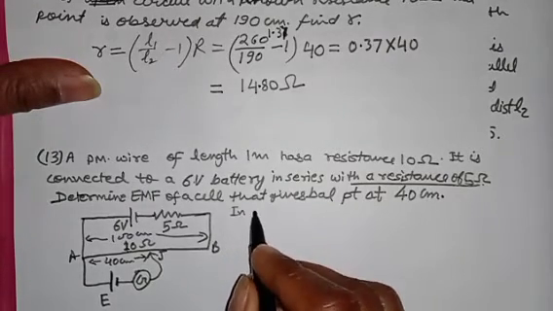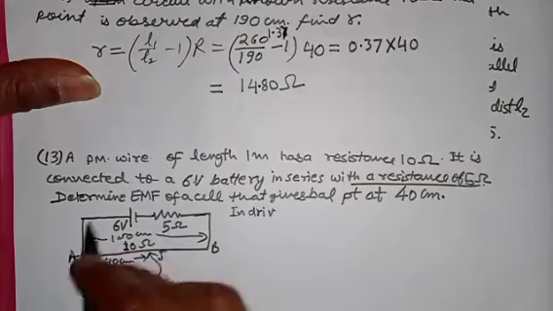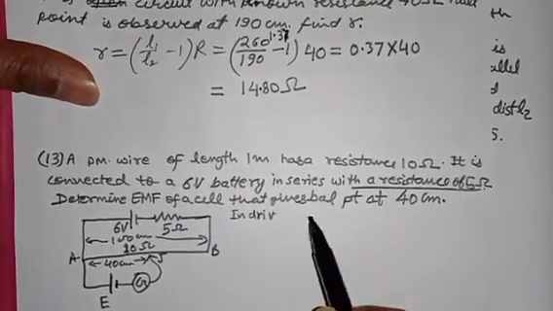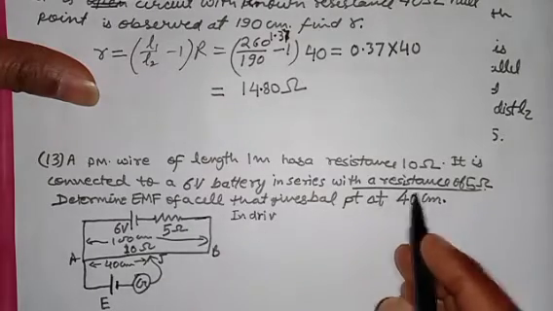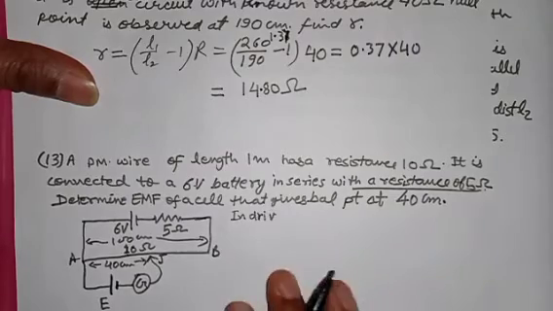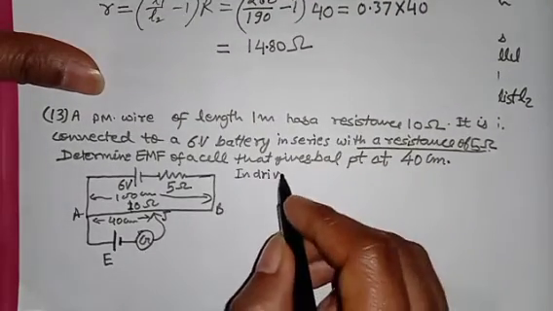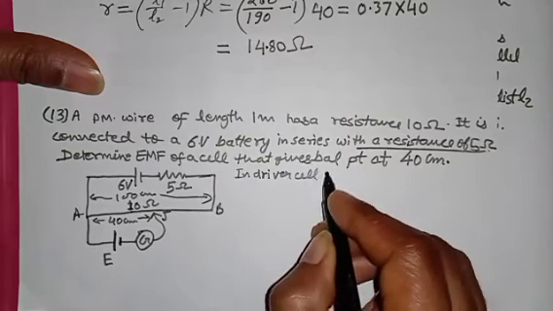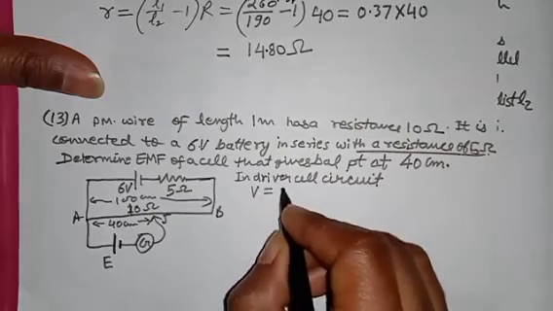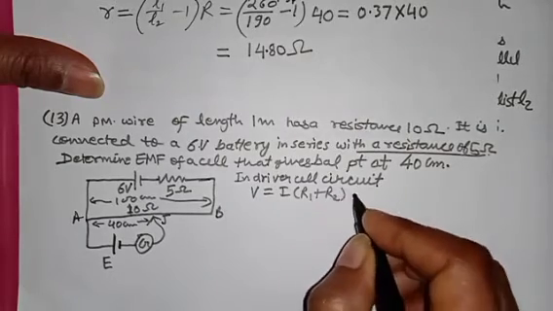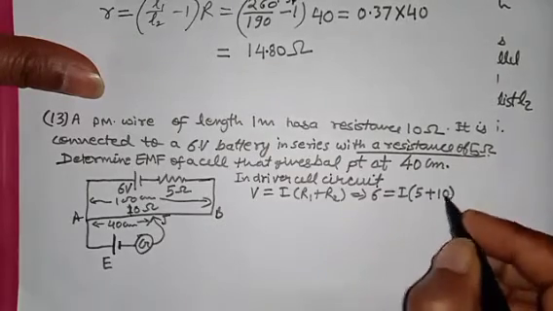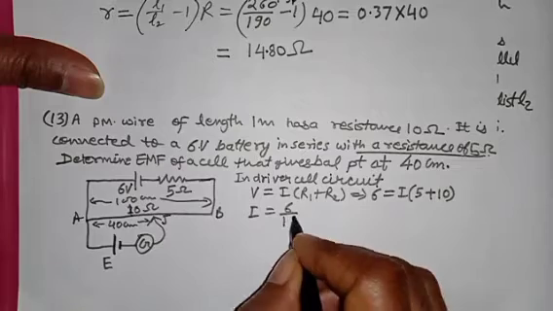In the driver cell circuit, as I told you, this part is not used first, but in such types of questions, where the resistance of this wire and that is given, and we don't know the EMF of this cell and no other clue is there, what we have to do in the driver cell circuit is: V equal to I (R1 plus R2), that is 6 equal to I (5 plus 10), that is 15. So I equal to 6 by 15.